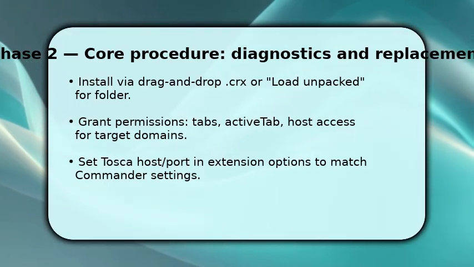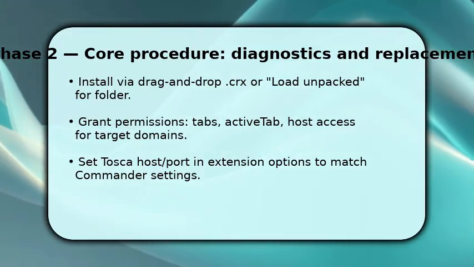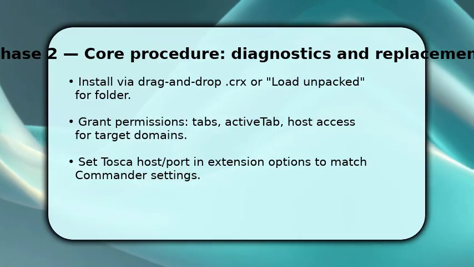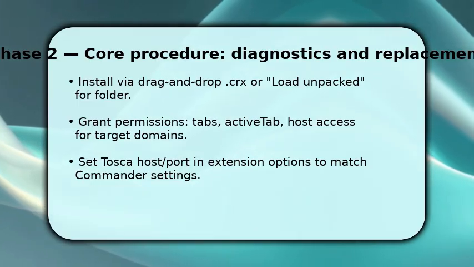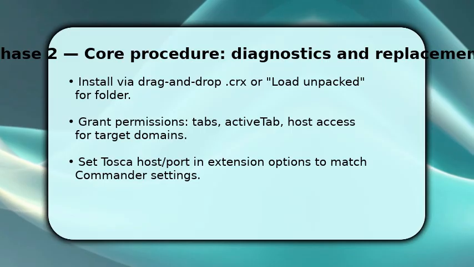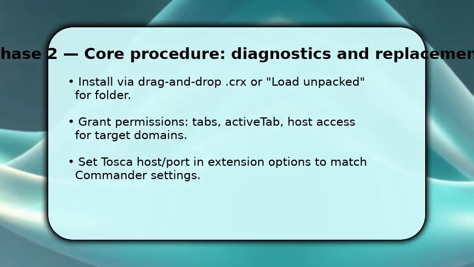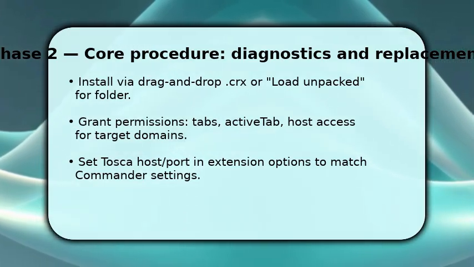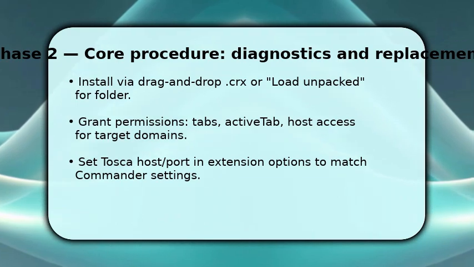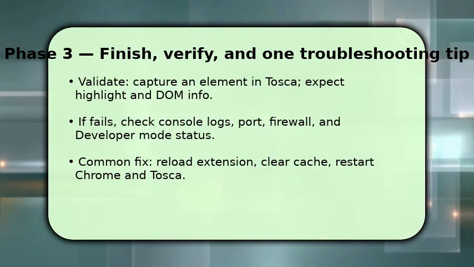Grant required permissions, tabs, active tab, and host access for the sites you'll test, so the extension can intercept and highlight DOM elements. Finally, restart Chrome and Tosca. This ensures background scripts establish the necessary WebSocket or HTTP link. Finish by validating the connection.